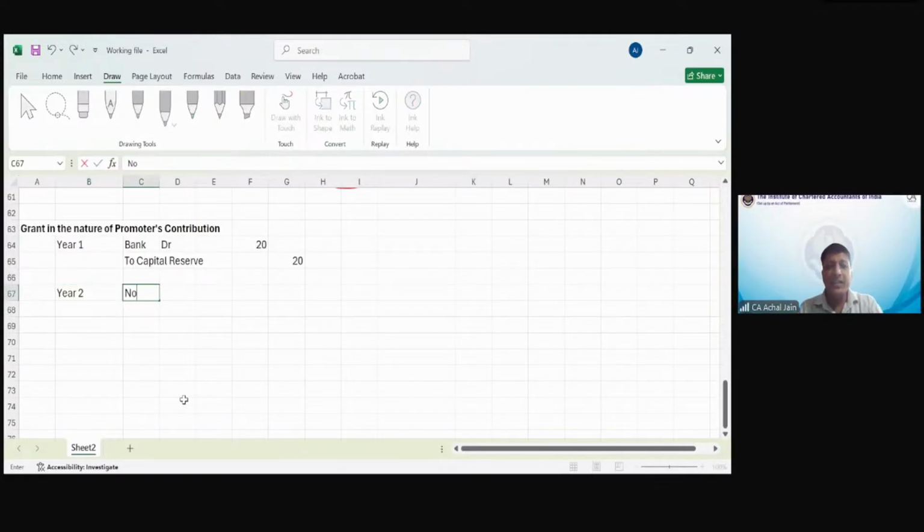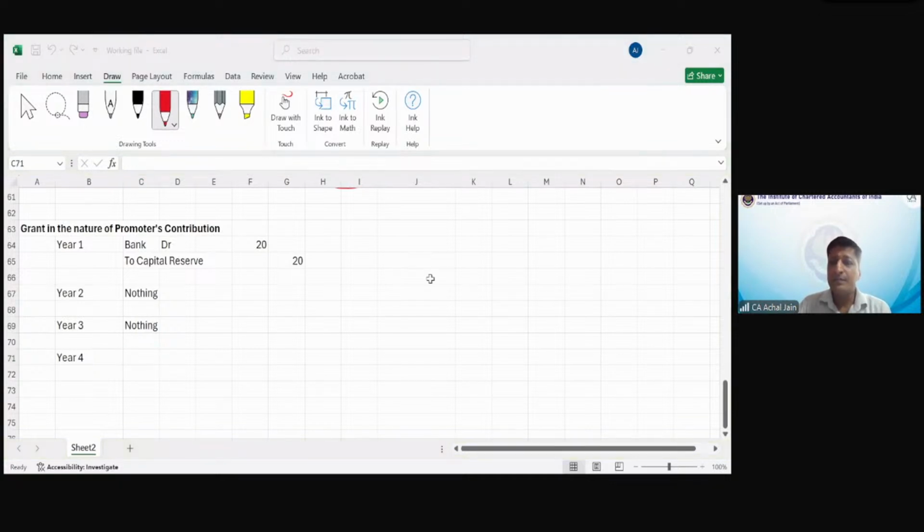Will you be doing anything in year two? No, because capital reserve will remain as it is. Let's suppose year three, again, there is no change. Year four, now the grant is required to be refunded. So in year four, there will be a refund of government grant. What do you do? Very simply, reverse the capital reserve. Standard says reverse the capital reserve.